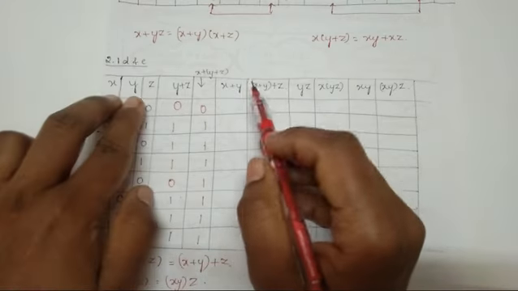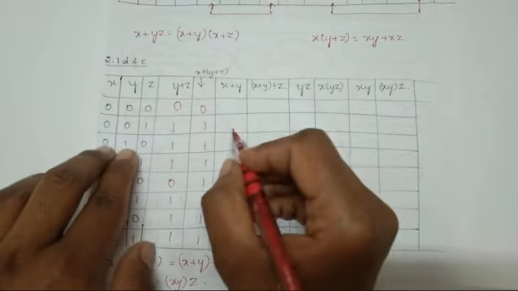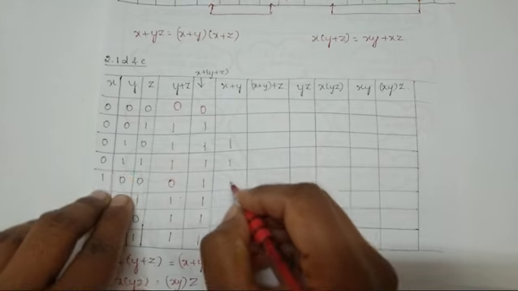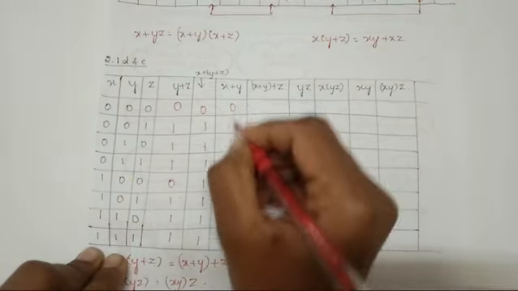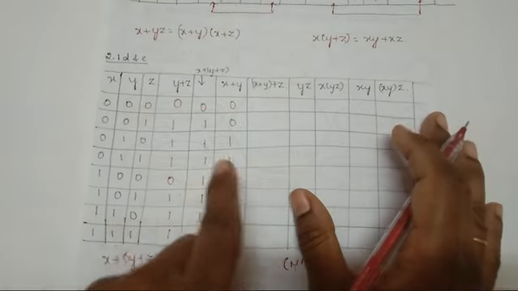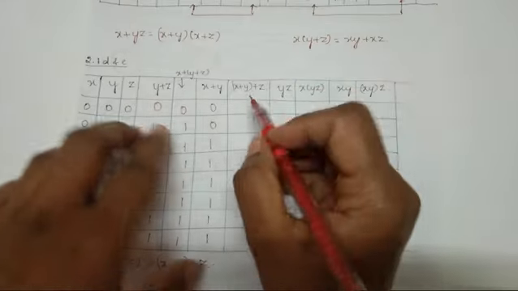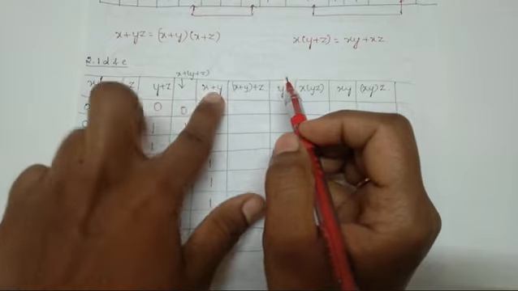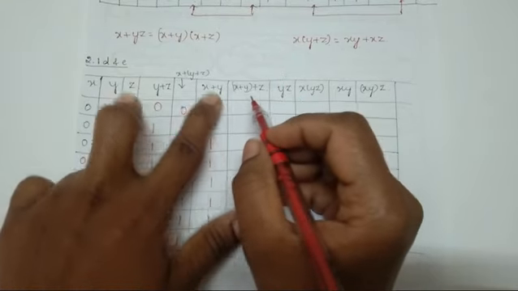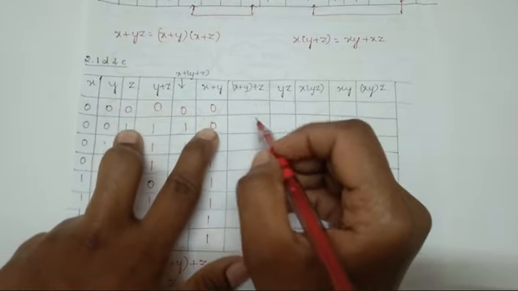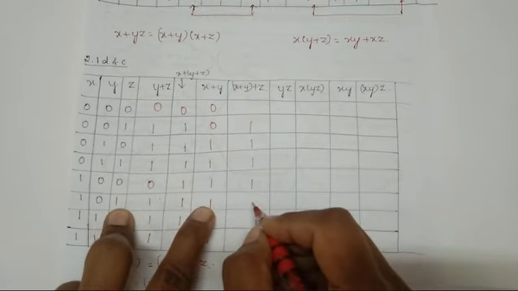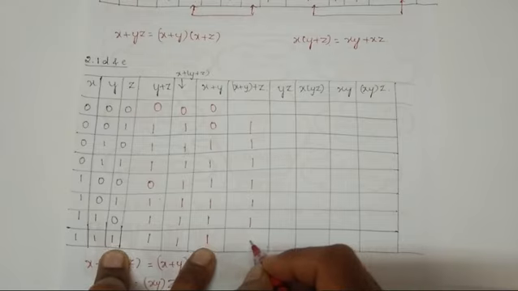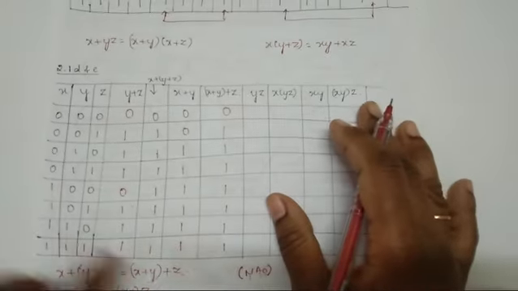Next, x plus y, only these two columns. Okay, look for at least one 1. Okay, 1 1 1 1 1, fill the rest with zeros. It saves your time. If you follow this method, it saves your time. (x plus y) plus z, with these two columns. Okay, 0 1 1 1 1 1 1 and 1, this will be 0. Fine.